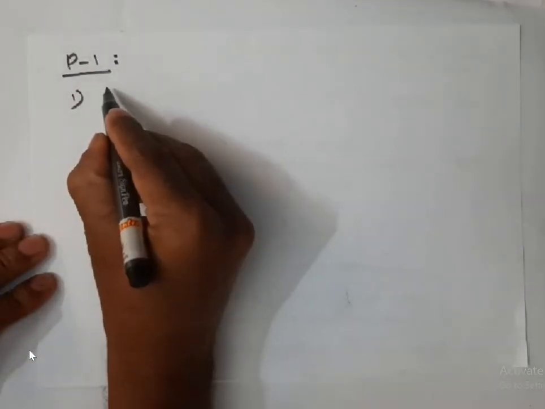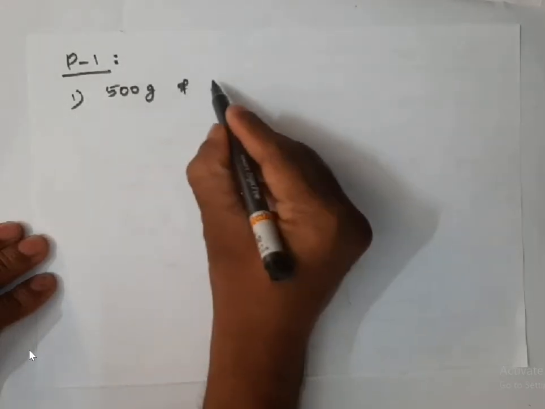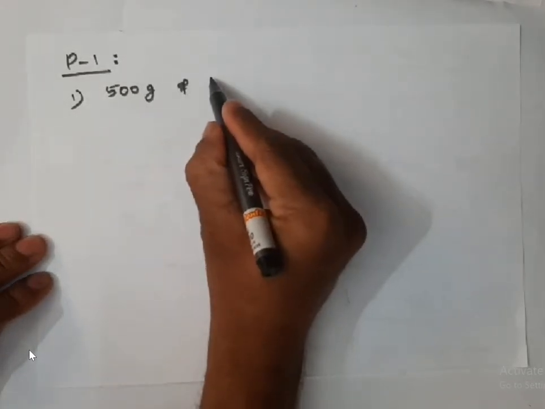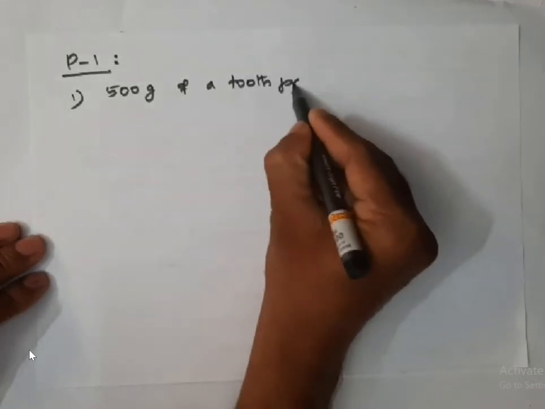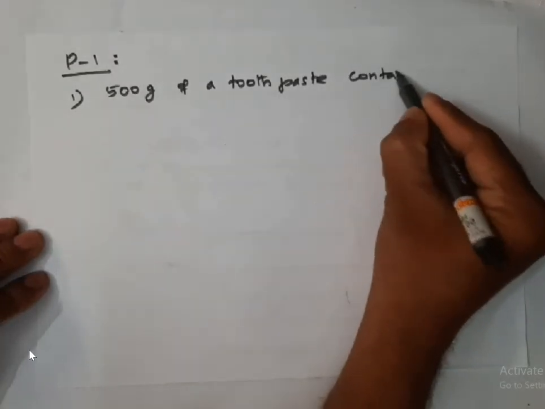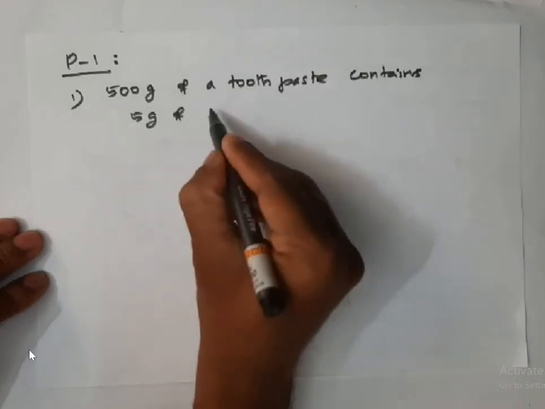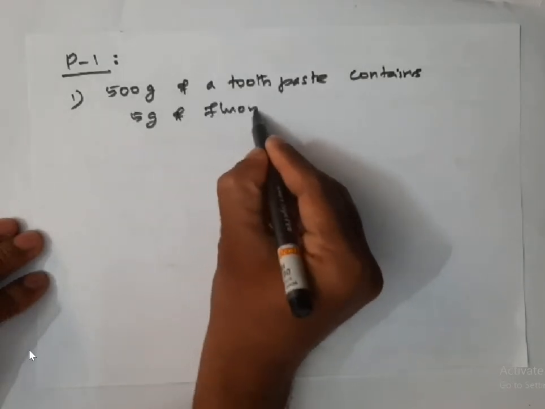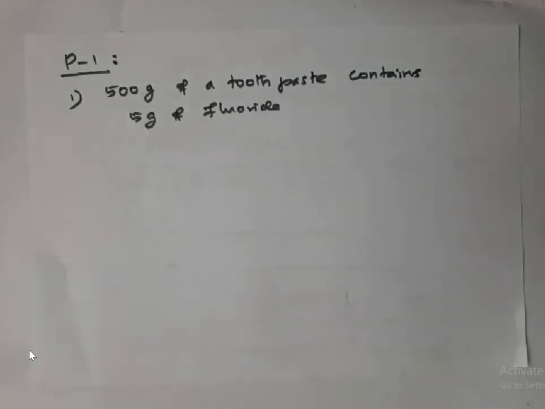Okay. Let me ask like this: 500 gram of toothpaste contains say 5 gram of fluoride. Okay, 500 gram of a toothpaste contains 5 gram of fluoride.